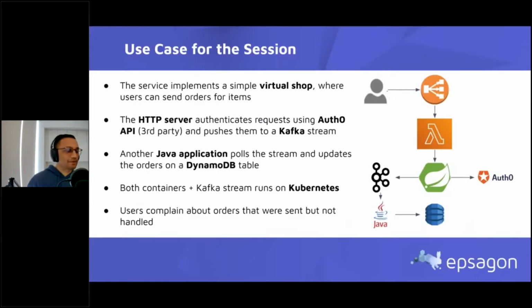Let's consider an example of a simple virtual shop. Here you have the HTTP server, which authenticates requests using Auth0 and then pushes them onto a Kafka stream. A Java application polls the stream and then updates the DynamoDB table. Let's say you face a problem where users complain about orders that were sent but not handled. Where would you start? Essentially, you would start by looking at dashboards.